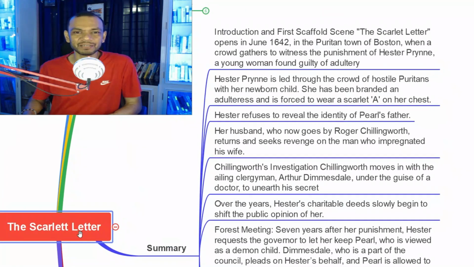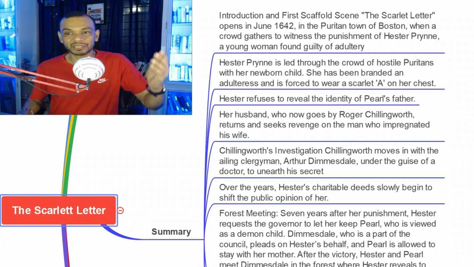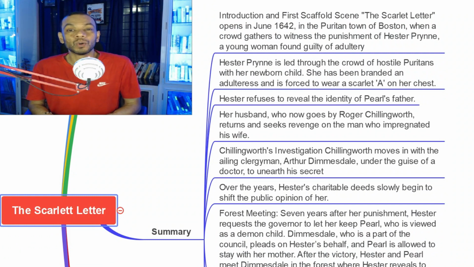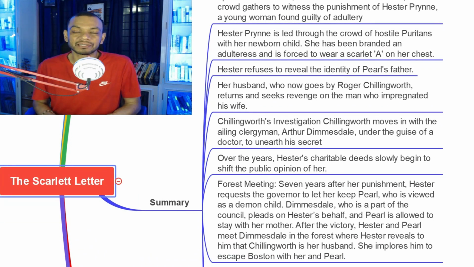And if you look at the summary, we know that it starts with the first scaffold scene. And remember, it opens in June 1642 in the Puritan town of Boston, where the crowd gathers for the punishment of Hester Prynne, a young woman found guilty of adultery. And Hester Prynne, as you know, is led through the crowd of hostile Puritans with her newborn child, and she has been branded as an adulteress and forced to wear the Scarlet Letter A on her chest. And Hester refuses to reveal the identity of Pearl's father.